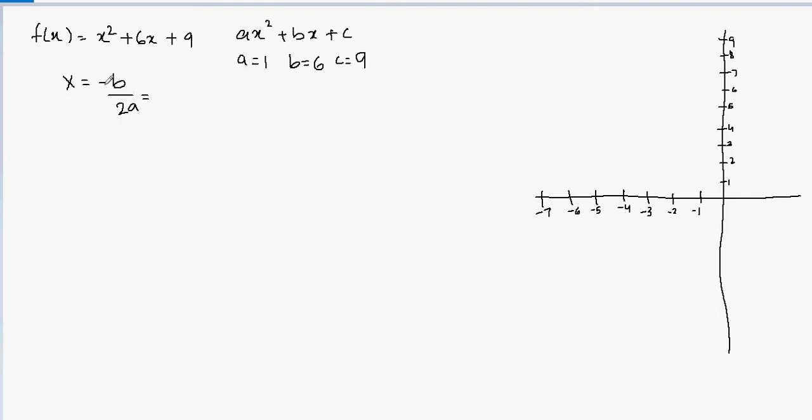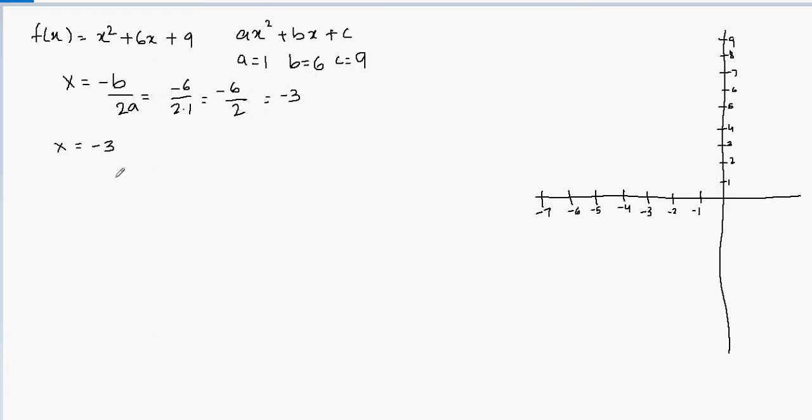Here, it says negative b over 2a. So negative b, that means this is going to be negative 6 over 2a. 2 times a, and a is 1 here, so we'll just plug in 1. This is going to be negative 6 divided by 2 times 1, which is 2, and negative 6 divided by 2 is going to be negative 3. That means the x value of the vertex is negative 3.